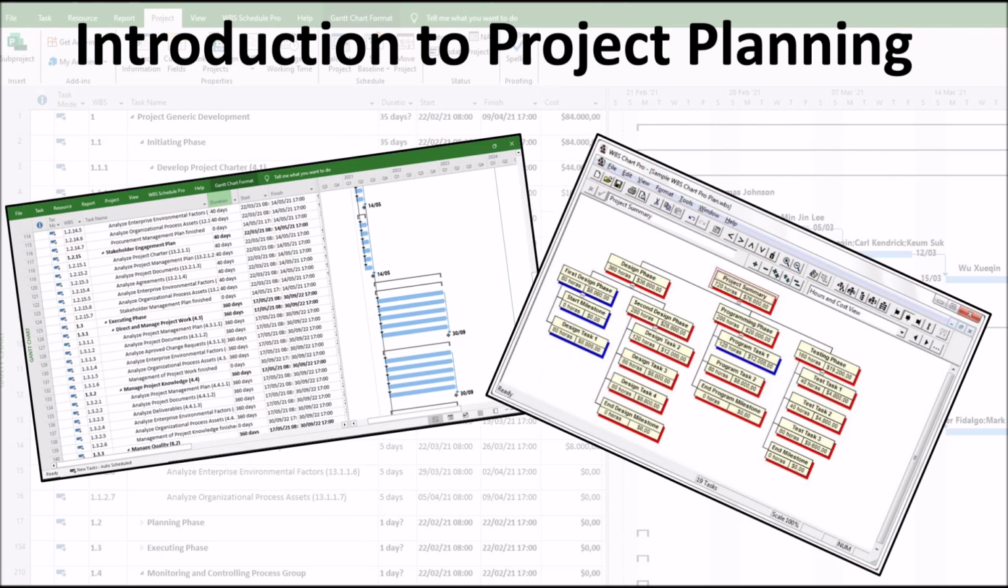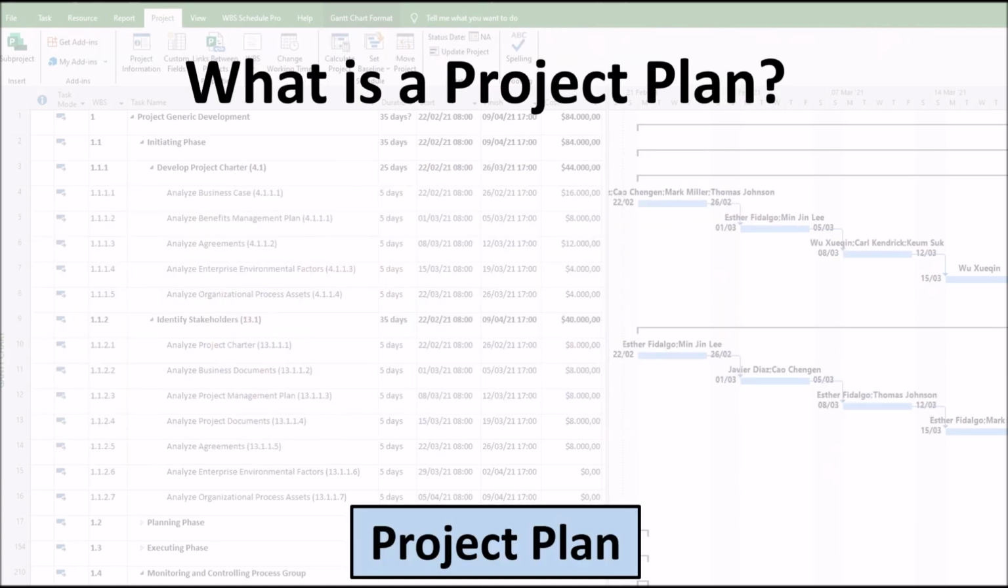We will use Microsoft Project to build schedules and WBS Schedule Pro to prepare the project WBS. A project plan is a mapping of the key elements the team will need to accomplish to successfully achieve project goals.